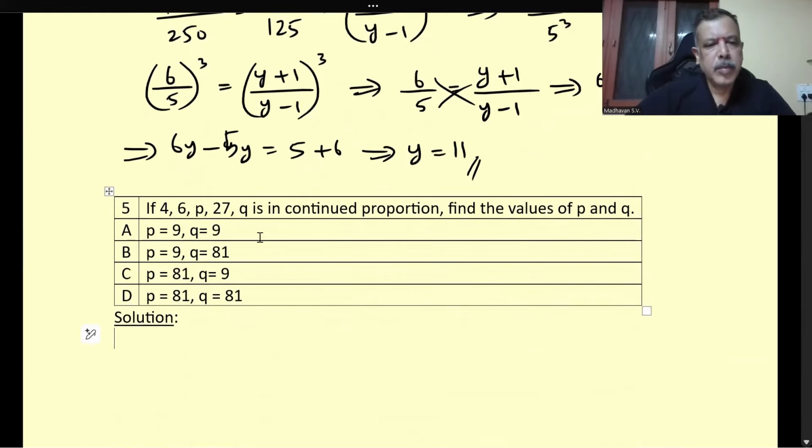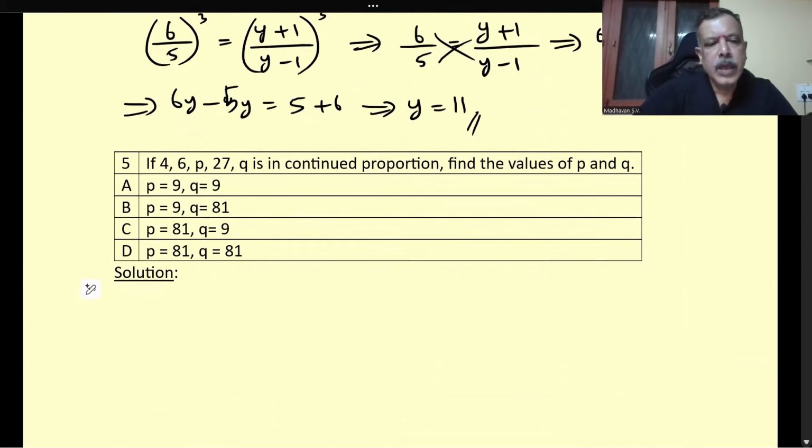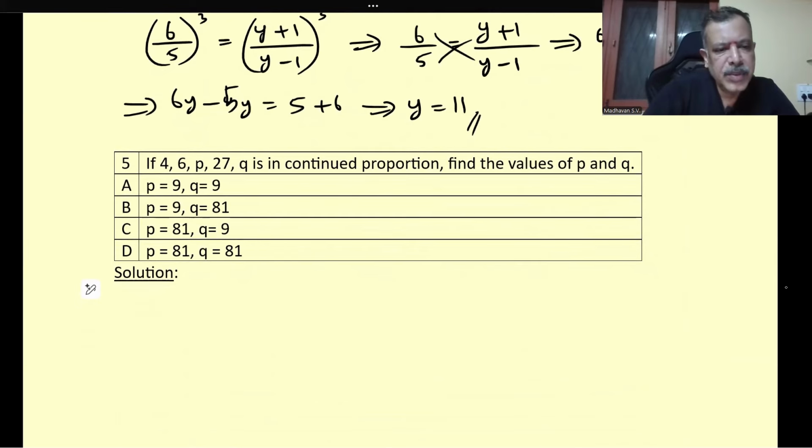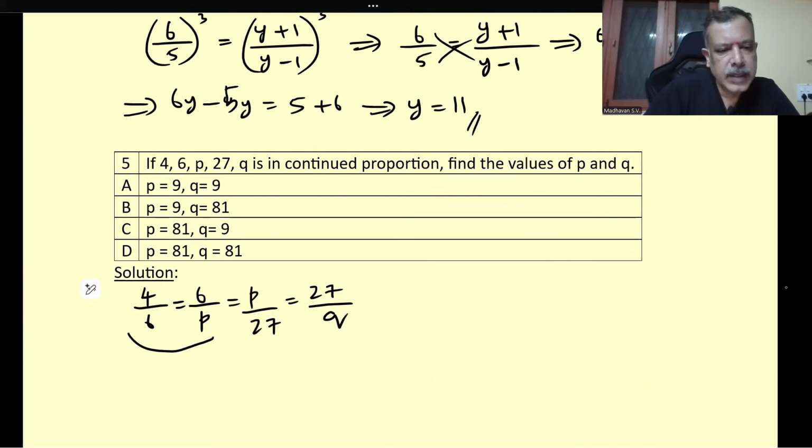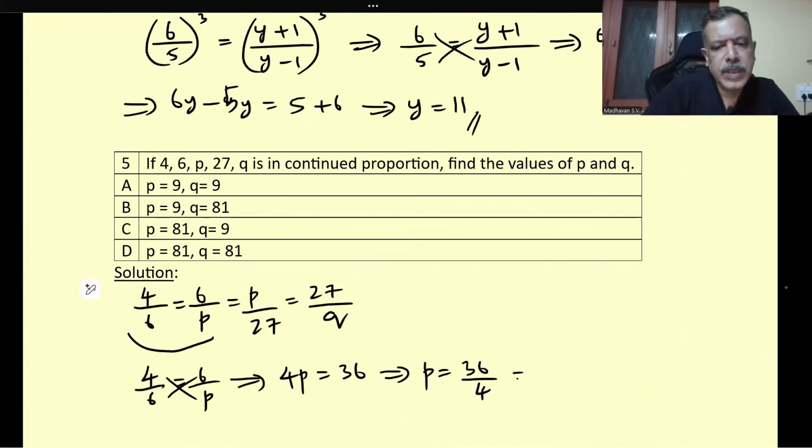If 4, 6, P, 27Q is in continued proportion, find the values of P and Q. Continued proportion means those terms can be written as 4 by 6 is equal to 6 by P, that is equal to P by 27, that is equated to 27 by Q. So first, considering these two, we have 4 by 6 equal to 6 by P. Cross multiplying, we get 4P equal to 36, which means P is equal to 36 by 4, which is 9.